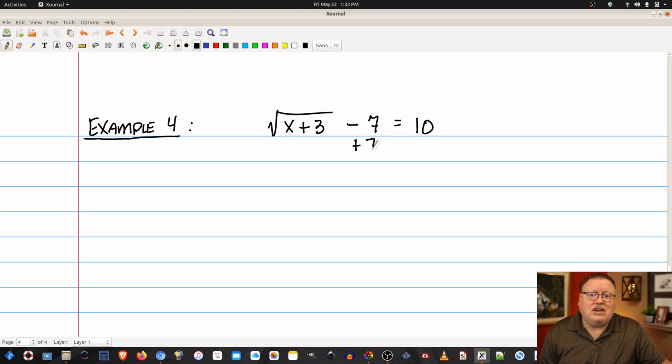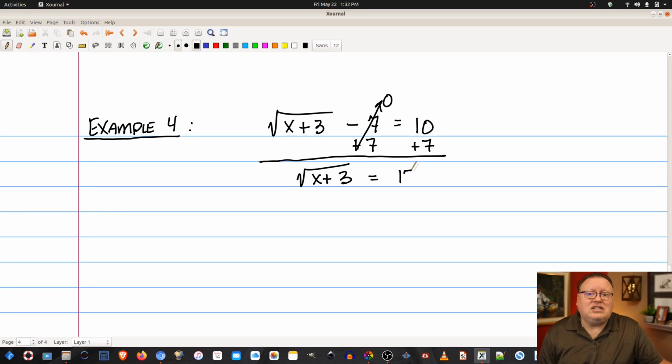We're going to say plus 7 and plus 7, and that goes to 0. So we end up on the left-hand side with the square root of x plus 3. And on the right-hand side, 10 plus 7 is 17. And now I simply square both sides. And what is 17 squared? Well, I'll come off to the side here.